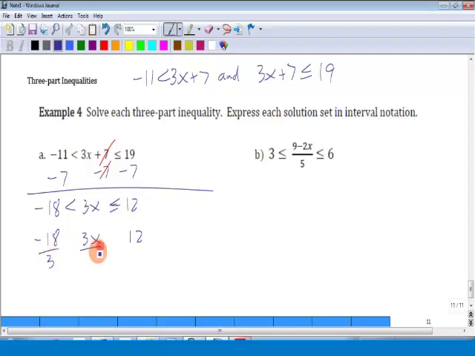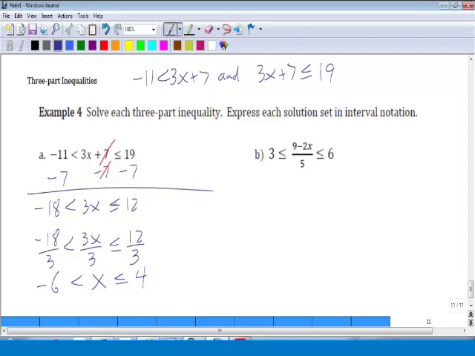When we divide all 3 parts of a three-part inequality by a positive number, do you suppose we're going to switch it or leave it alone? We're going to leave it alone, since it's positive. 3 is positive. So less than there, less than or equal to there. Negative 6 is less than x, and x is less than or equal to 4. Just like that. And that gives us almost the final answer.